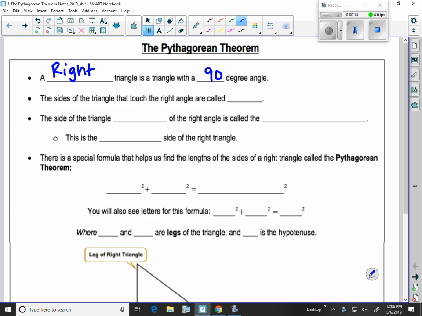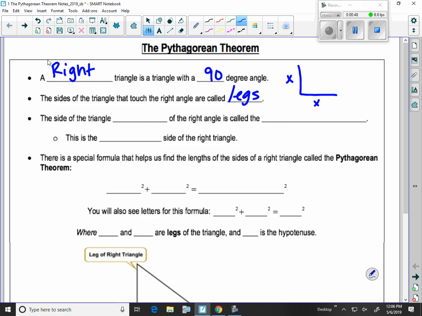The sides of the triangle that touch the right angle are called what? So I'm talking about right here. What do we call those two sides? They start with an L. Legs. Those are called legs. Everybody has legs.